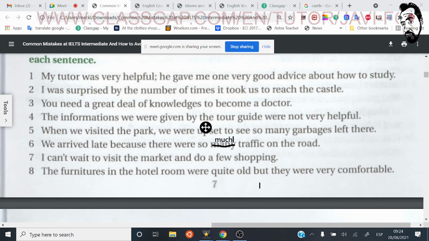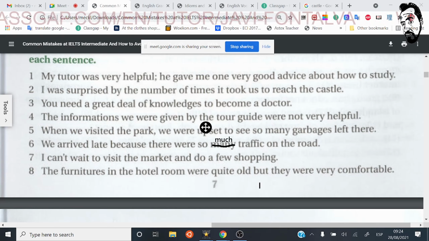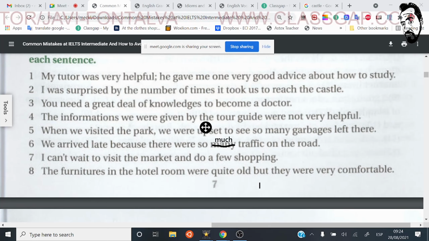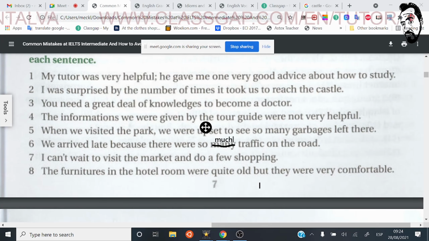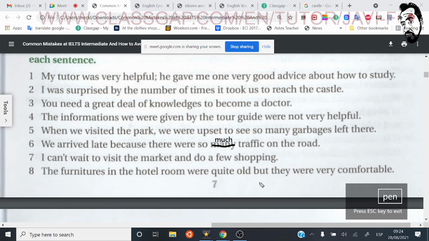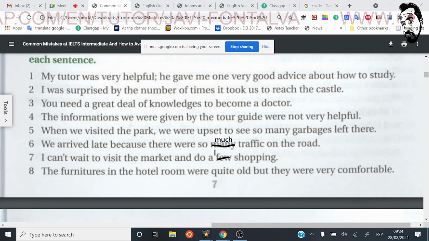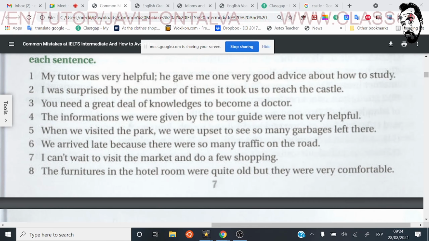It's uncountable, so you cannot use a number. With this one, there are a few expressions you cannot use. For example, you cannot say "many shopping." You can say "a little shopping." So with uncountable, when you mean few, we say a little. Notice, for example, let me show you.